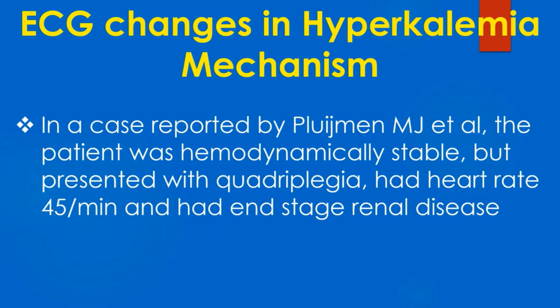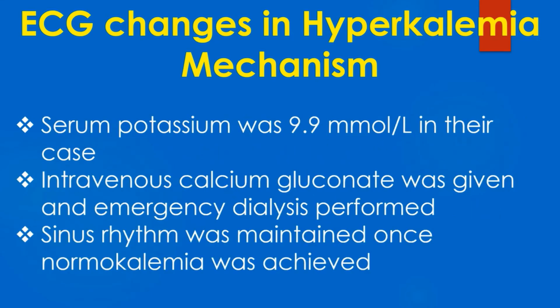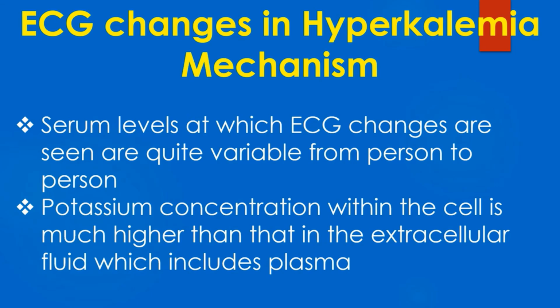In a case reported by Ploegemann and associates, the patient was hemodynamically stable but presented with quadriplegia, had heart rate 45 per minute and had end-stage renal disease. Serum potassium was 9.9 millimoles per liter. Intravenous calcium gluconate was given and emergency dialysis performed. Sinus rhythm was maintained once normokalemia was achieved. Serum levels at which ECG changes are seen are quite variable from person to person.